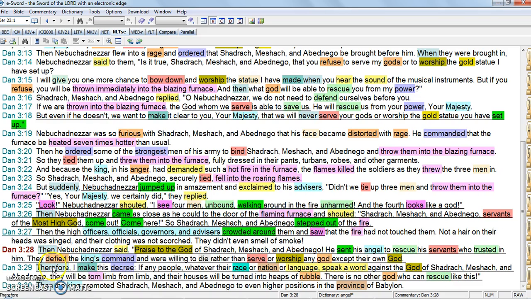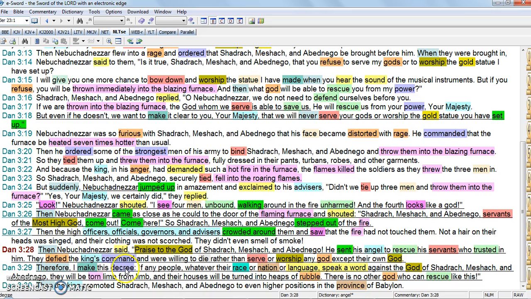Therefore, then, and therefore, then. See, there's a sequence in learning. "Therefore, I make this decree. If any people whatsoever, their race..." You see, here is language, speak, word. Now we see these three words have to do with communication. Key thought right here. Against the God will be torn from women or houses.